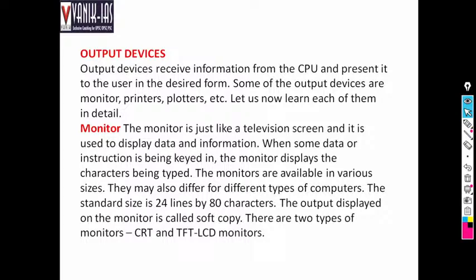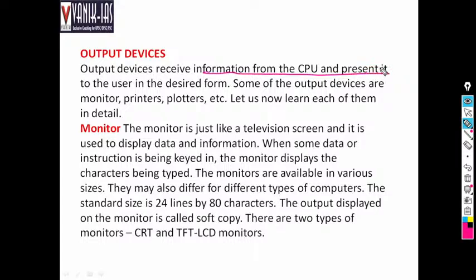So what are output devices? We have already discussed what input devices of a computer are, and other parts of the computer, right? Input devices are those parts which are used to give information to the computer, like your mouse, your keyboard, your light pen, your pen tab, or a scanner. If we consider output devices, they produce results. Output devices receive information from the CPU.